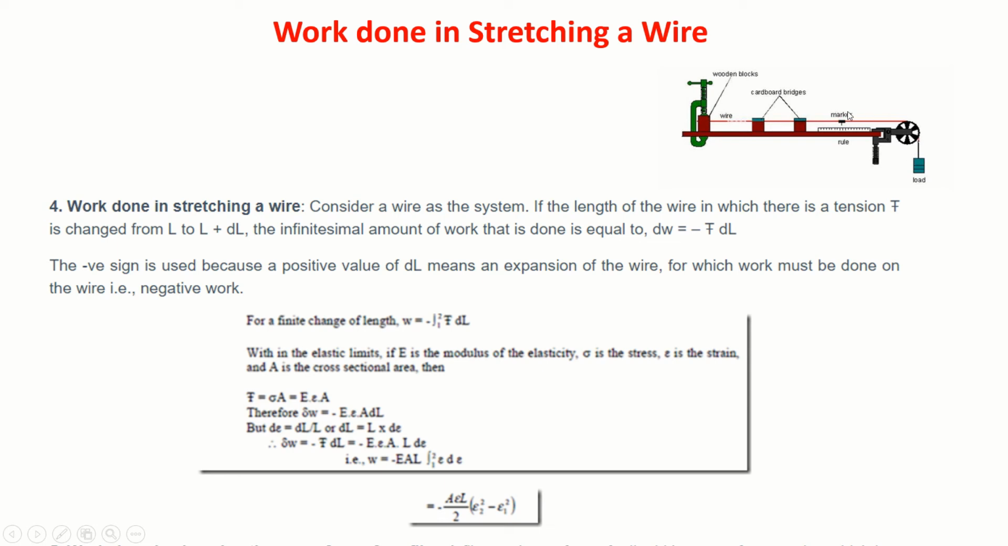Here, work is done on the system, considering the wire as a system. It is A E L by 2, into epsilon 2 square minus epsilon 1 square, where epsilon is the strain, initial and final. So if you know the area of cross section of the wire, the average strain, and the length of the wire, it is possible to find out this work, right?